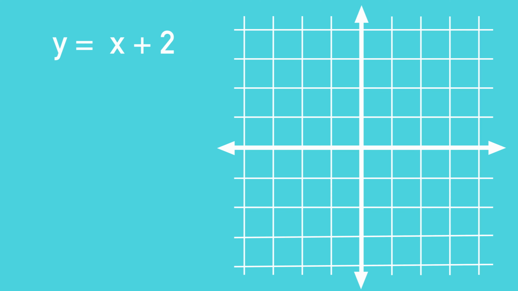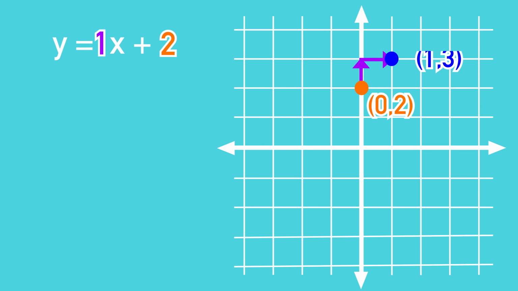Given the equation y equals x plus 2, we will begin graphing our line at the point 0, 2, which is the y-intercept. Remember that if we have a number or variable by itself, it could also be written as 1 times the value. In this case, 1 times x. So the slope of this line is 1. This means that for every 1 step to the right, we move 1 step up. That means that from the y-intercept, we will move 1 unit up and 1 unit to the right.